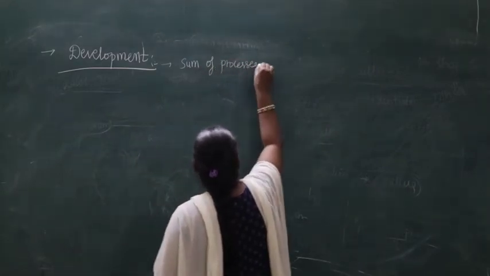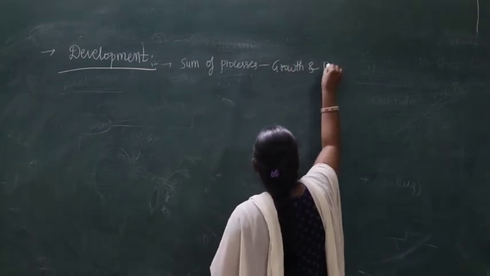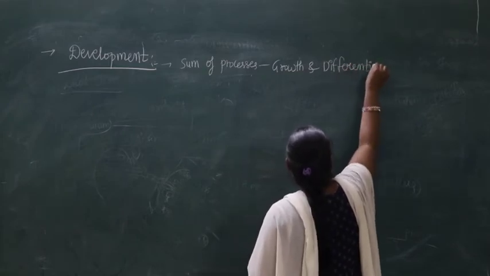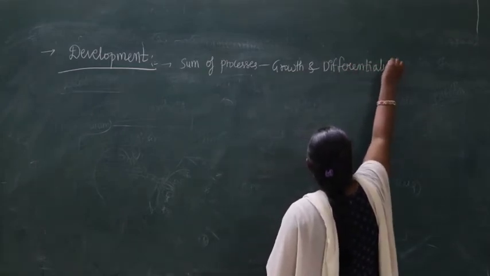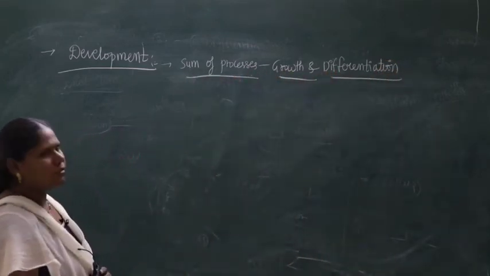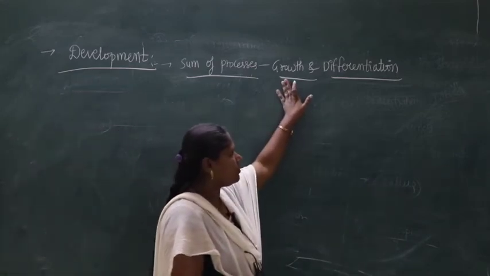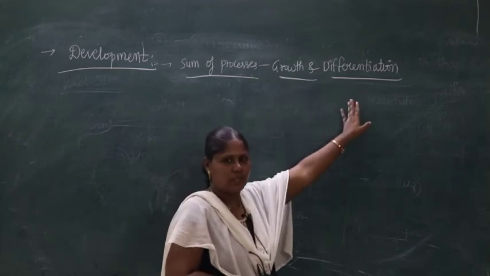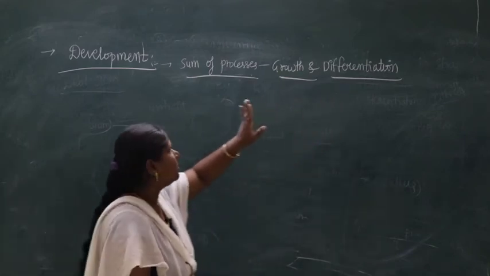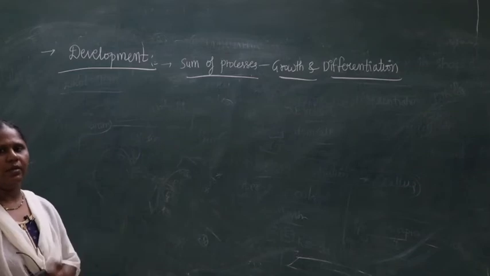Processes, growth and differentiation. So far we discussed about the growth, we discussed about differentiation. Sum of growth and differentiation, it's called development.